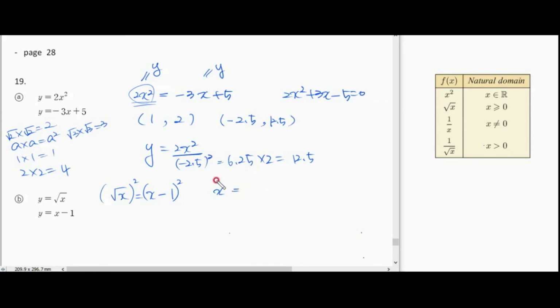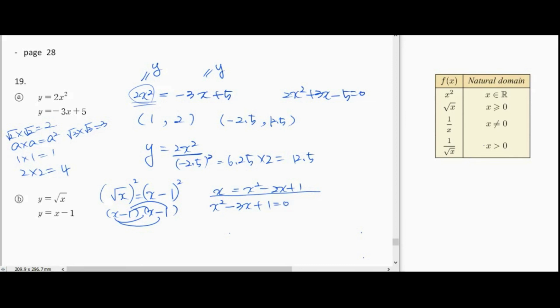And that equals x minus 1 squared. So I'll just write this down. It will be x squared minus 2x plus 1. So this is just like x minus 1 times x minus 1. So it's just like 1 in the front, 1 in the back, 1 in the front, and 1 in the back. So when you do this, you'll get this. And then let's send it to one side. X squared minus 3x plus 1 equals 0.